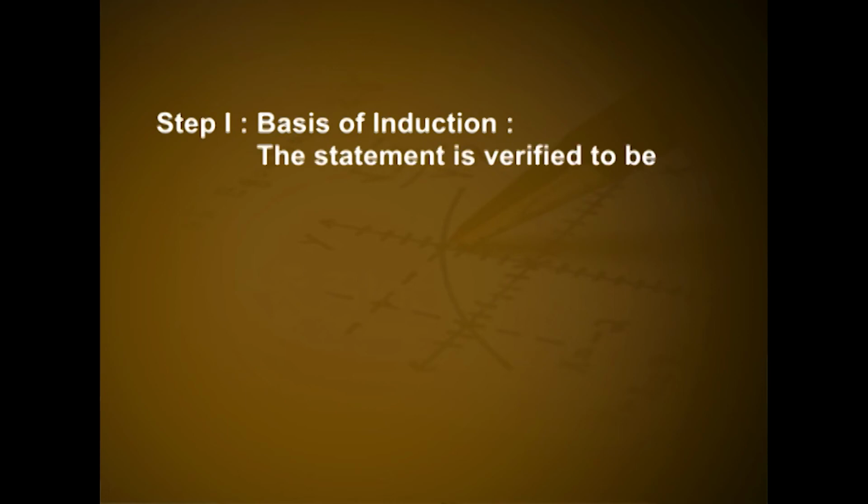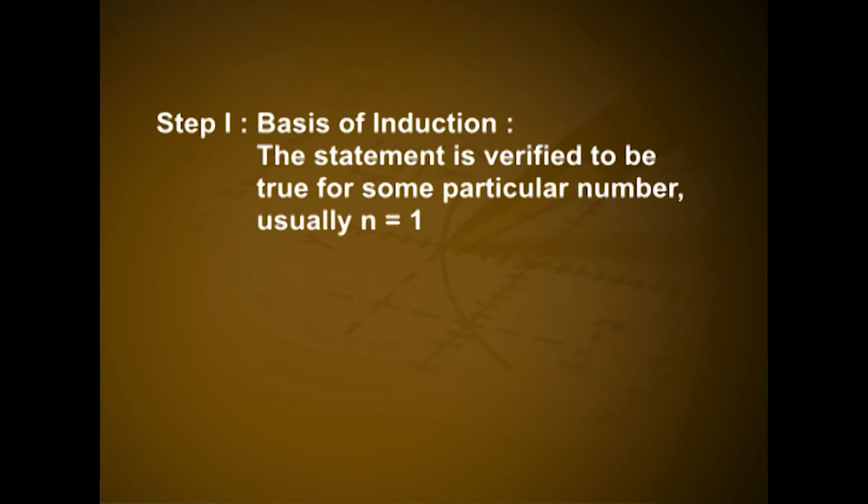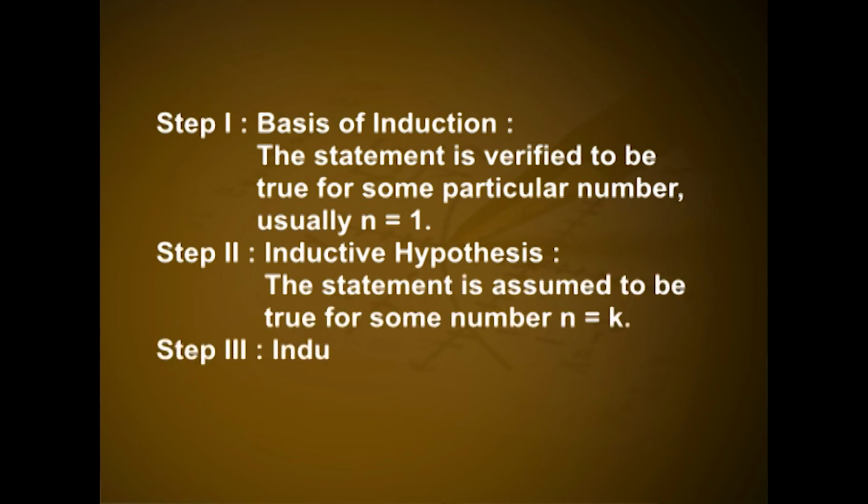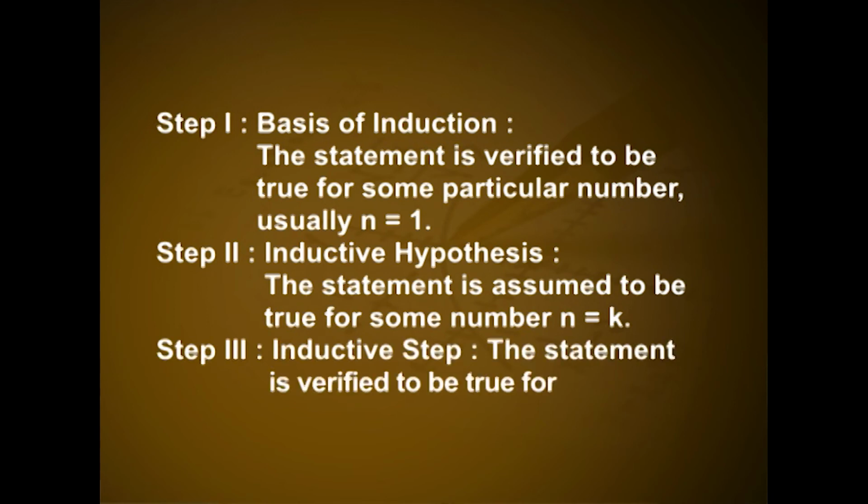The method of proof of a statement by mathematical induction runs through 3 steps. Step 1. Basis of induction. The statement is verified to be true for some particular number, usually n equals 1. Step 2. Inductive hypothesis. The statement is assumed to be true for some number n equals k. Step 3. Inductive step. The statement is verified to be true for n equals k plus 1.